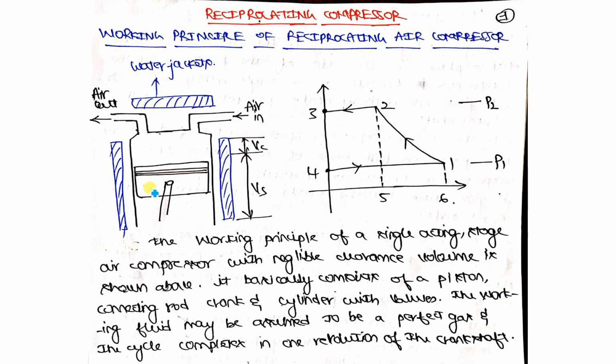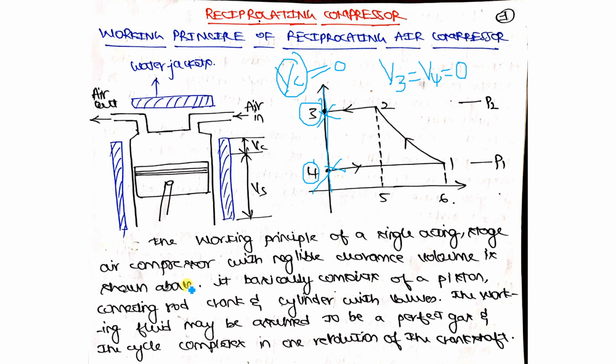If the clearance volume is negligible, that means the value of VC is 0, then your state points, number 3 and number 4, will be on the volume line itself. Why? Because the volume at state 3 is equal to the volume at state 4, which is equal to 0, as your VC is 0. There is no clearance volume. If you are neglecting the clearance volume, then your state points number 3 and number 4 will be on the axis itself.